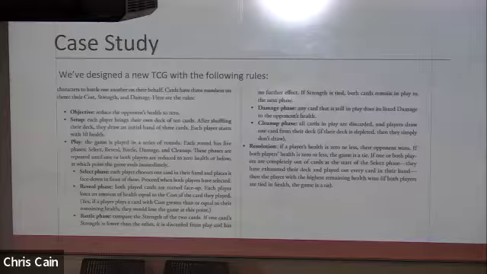If a player's health is 0 or less, their opponent wins immediately. If both players' health is 0 or less, the game is a tie. If one or both players are completely out of cards at the start of the select phase, they have exhausted their deck and played every card in their hand, then the player with the highest remaining health wins.